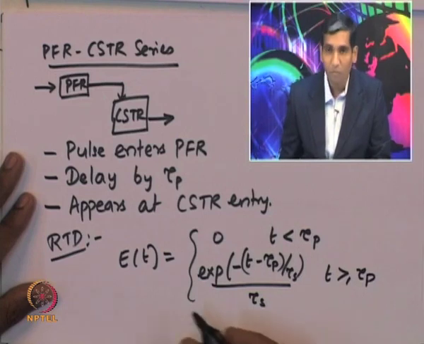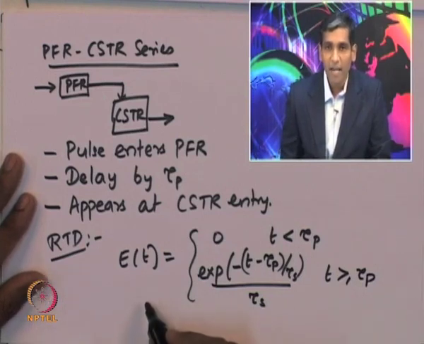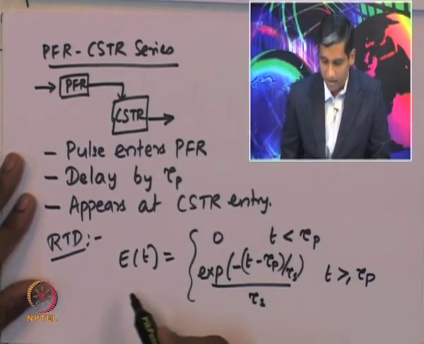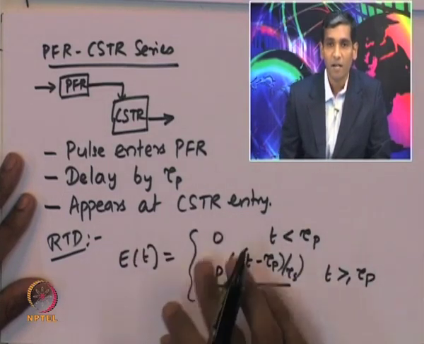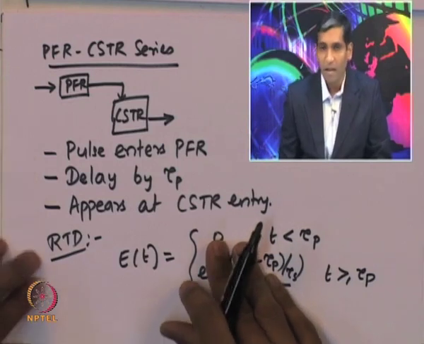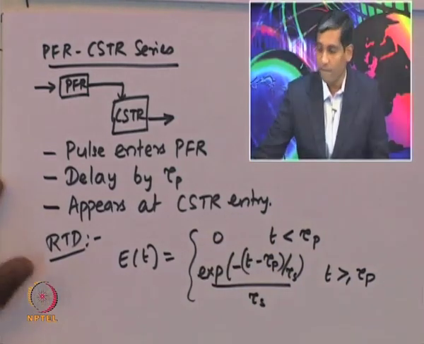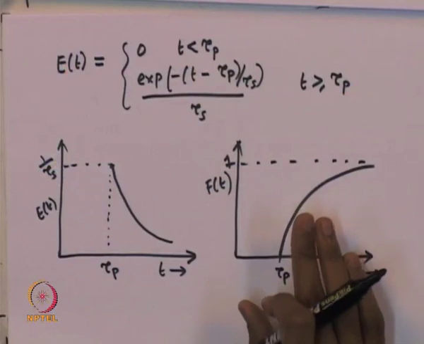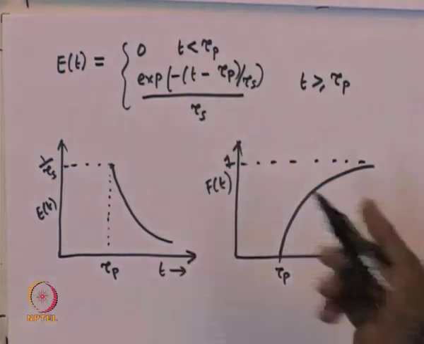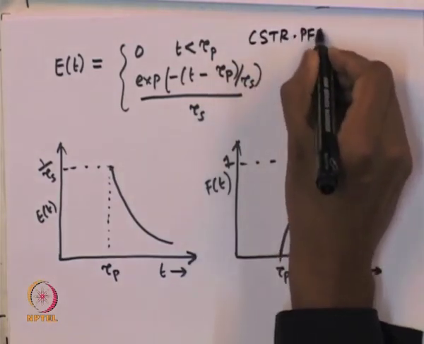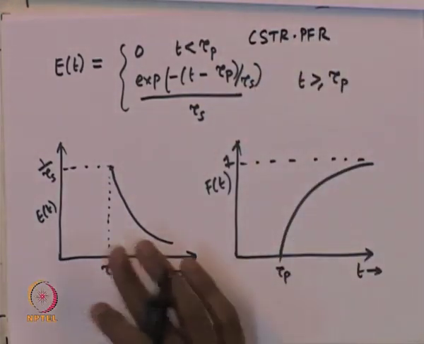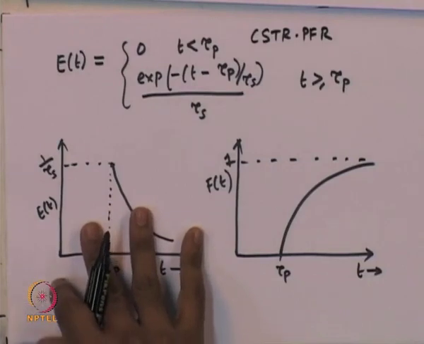So, what one can clearly see is that if you compare the residence time function of the plug flow reactor and CSTR appearing in series, with the residence time function of the situation of the CSTR and the plug flow reactor, that is, where the plug flow reactor follows the CSTR, these two residence time functions are exactly one and the same.